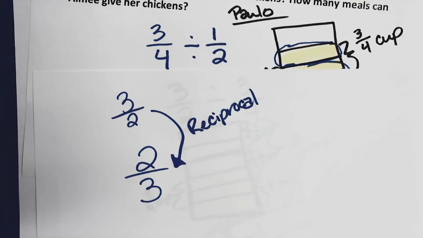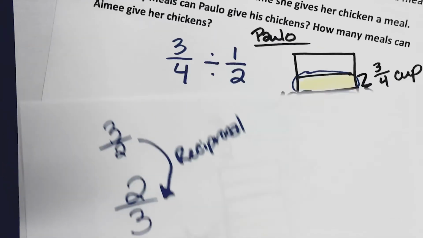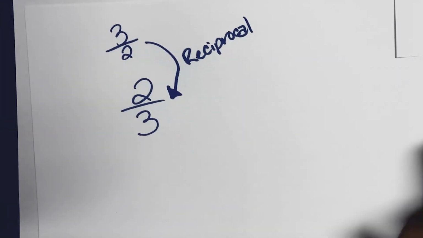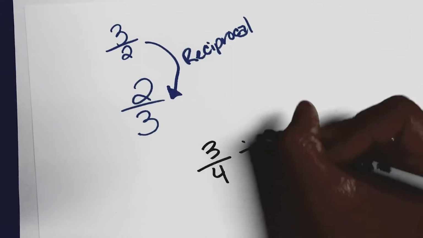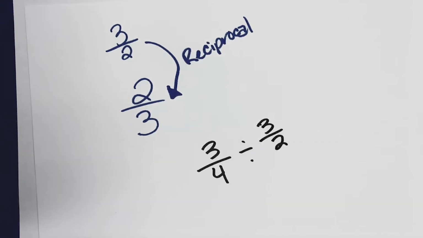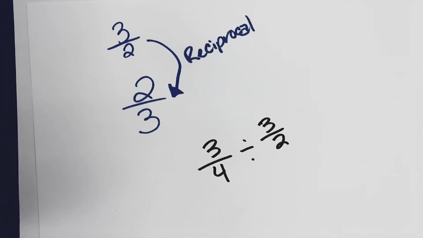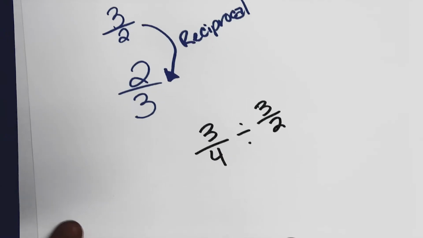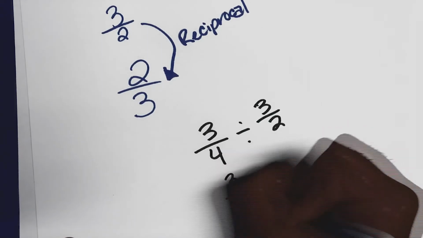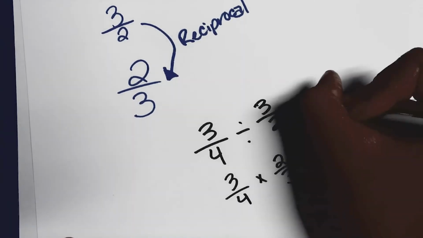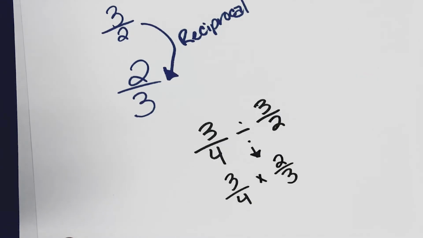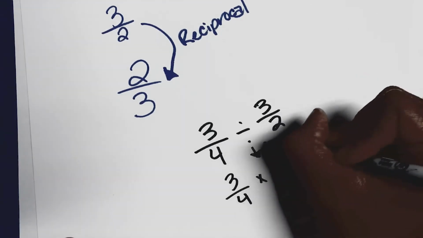Let's put it all together. So I had 3/4 divided by 3/2. 3/4 times the reciprocal of 3/2, which is 2/3. Number right, reciprocal.